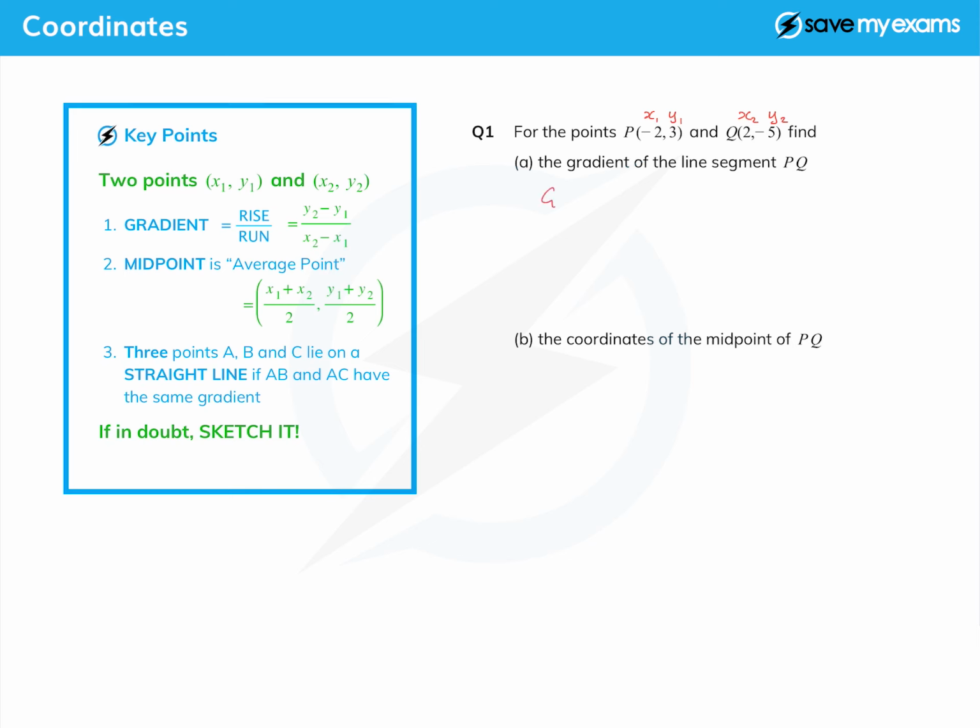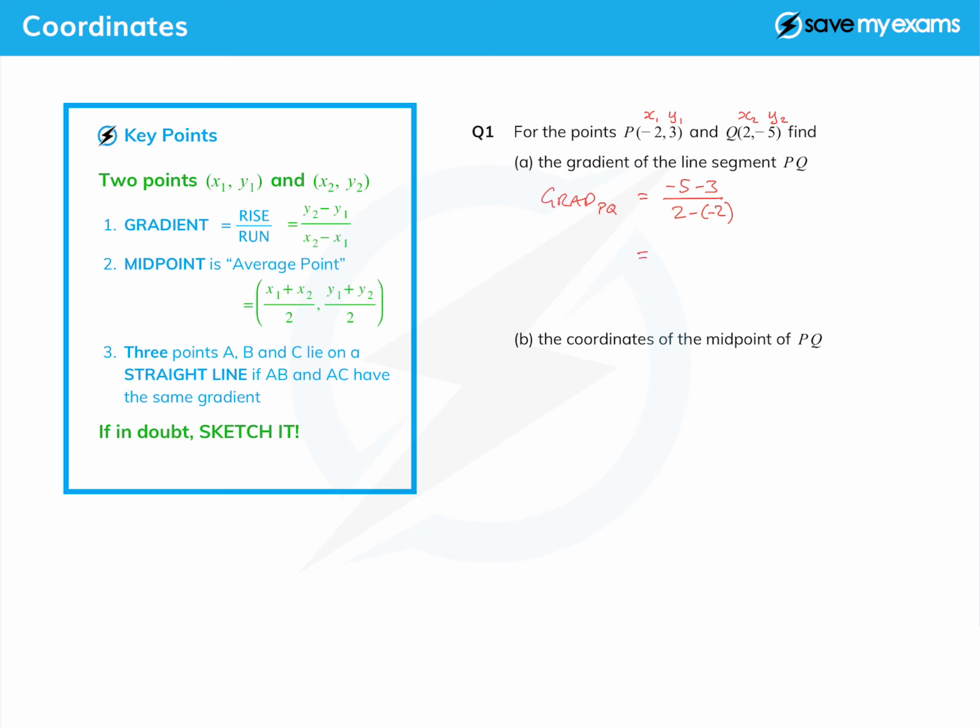So the gradient of PQ is equal to, well, looking at the formula, rise over run, or difference in the y coordinates over the difference in the x coordinates. And making sure I subtract the same way, I'm going to do minus 5 minus 3, so that's Q minus P for the y's, and 2 minus minus 2, which is x2 minus x1, or x for Q minus P again. And so let's deal with this carefully.